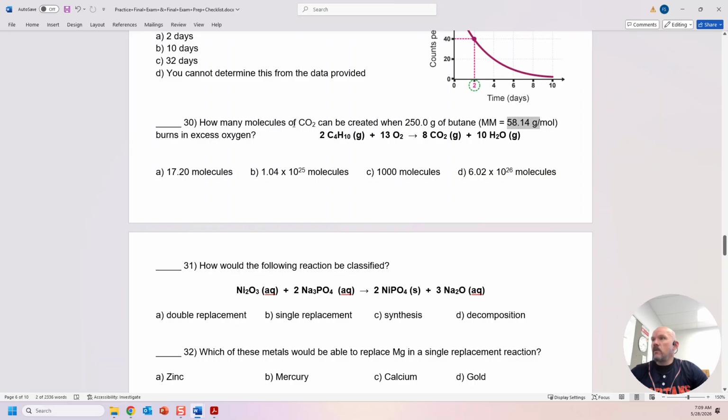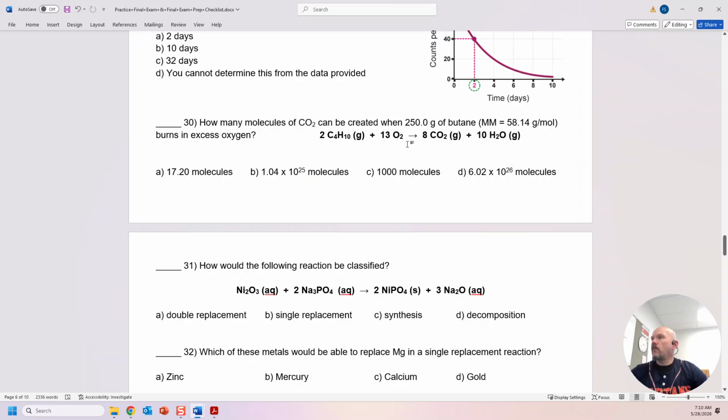So we want to know molecules of CO2. So once we get moles of butane, we're going to multiply by 8 and divide by 2. Or we're just going to multiply by 4. And then that'll give us moles of CO2. And then once we have moles of CO2, we're going to have to multiply by Avogadro's number. Now, hopefully, if you're going to guess a number of particles, you're not going to guess 1,000. That's not enough. And you're not going to guess 17.2, right? So hopefully you could eliminate answer choice A and answer choice C as possibilities, because they are not possible.